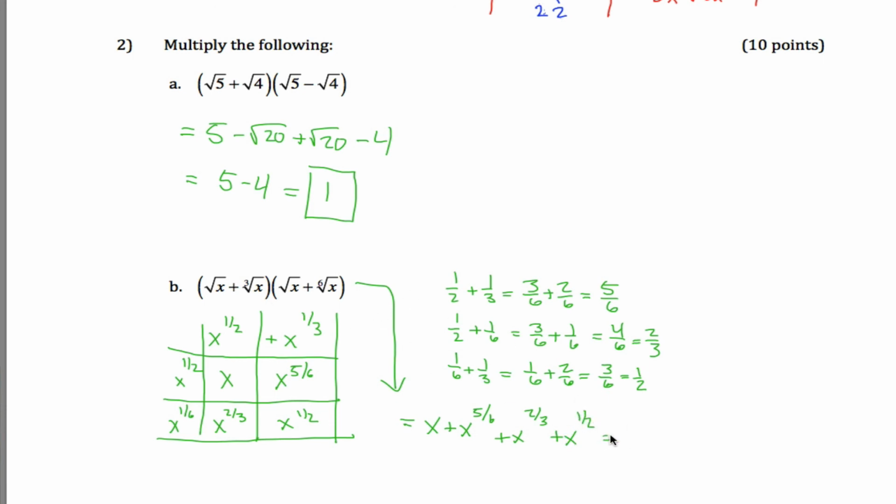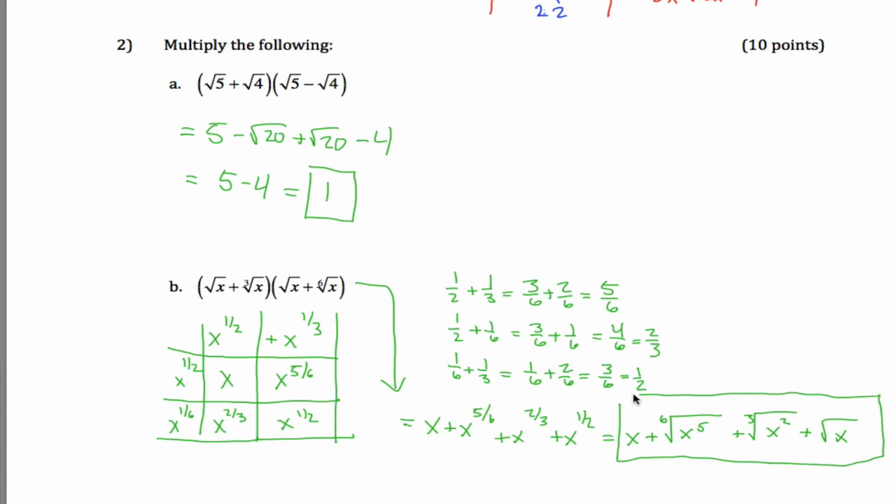Or I think I'm going to ask you to write this in radical notation. So we'd say it's x plus the 6th root of x to the 5th power plus the cube root of x to the 2nd power plus the square root of x. Came from all these exponents. So right here would be our final answer. And I guess that's the end of this quiz.